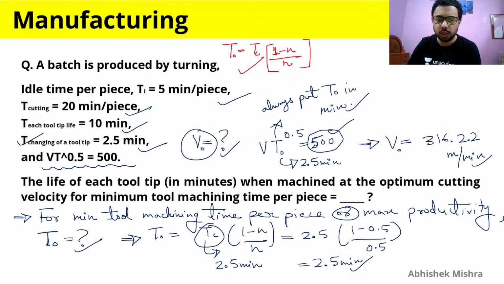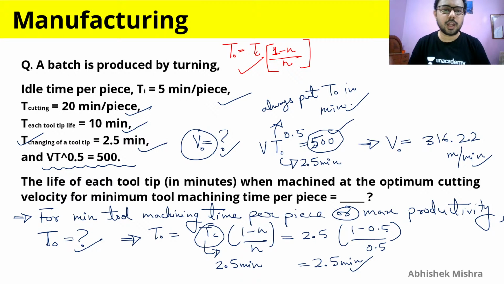After the break, now let's continue our class. So we have solved this question, and in this question we have to calculate the optimum tool life for maximum productivity. And simply the formula was that we discussed, Tc (1 minus n) by n, and n is the exponent from the Taylor's tool life equation that we have just written here.